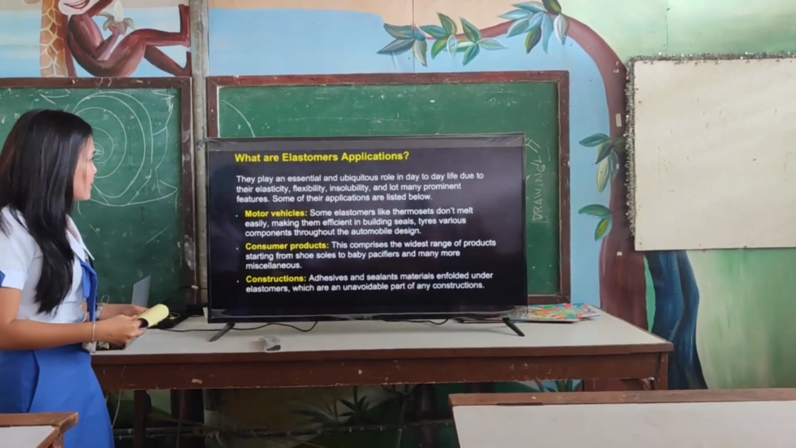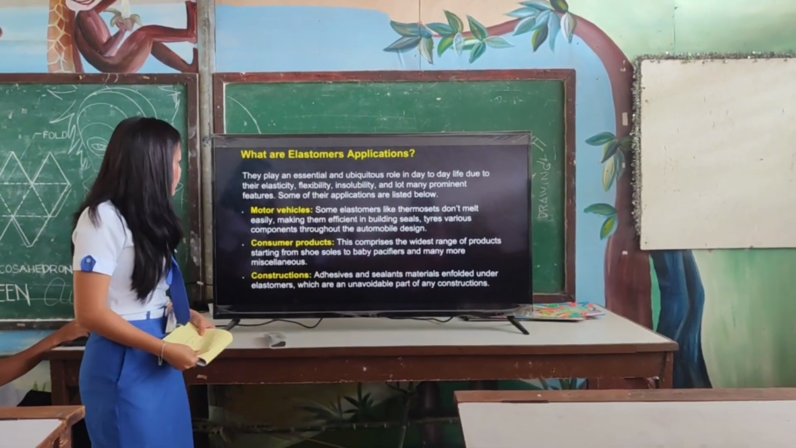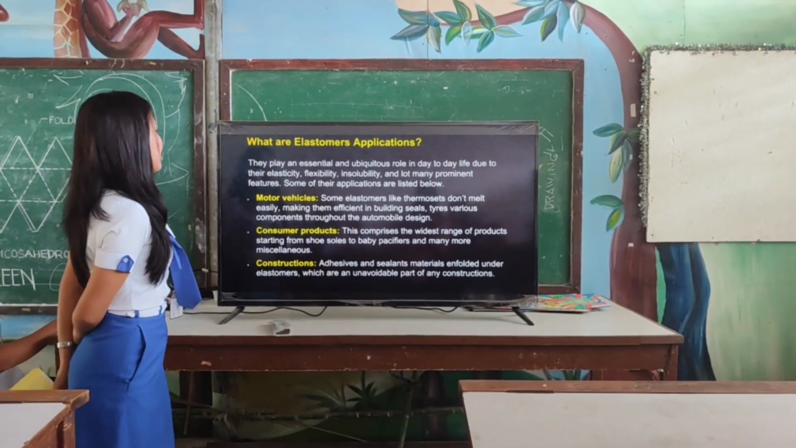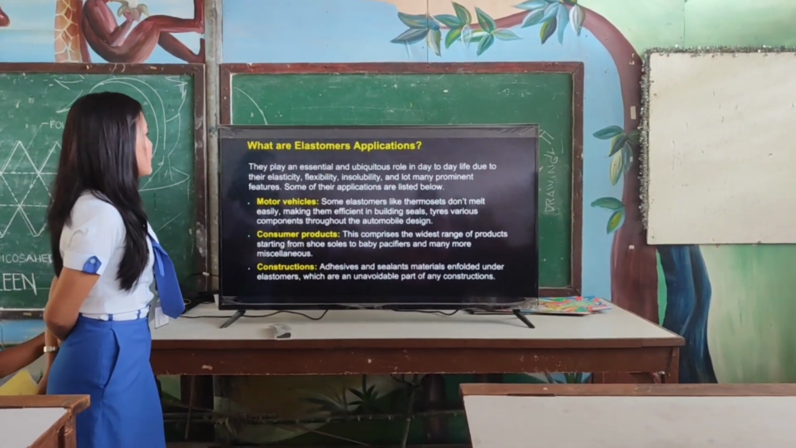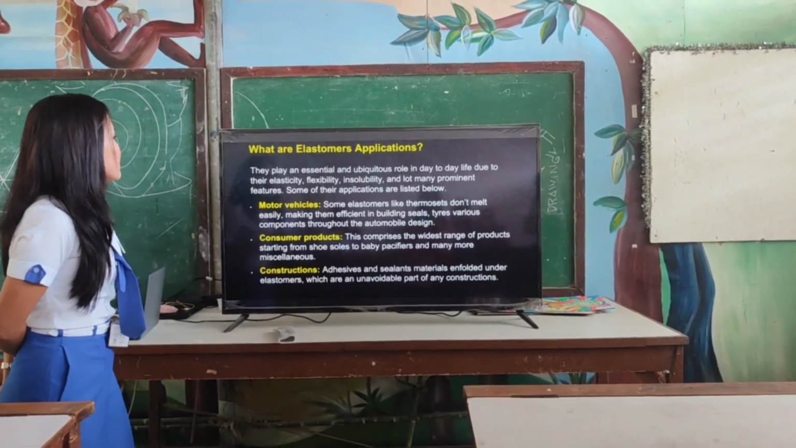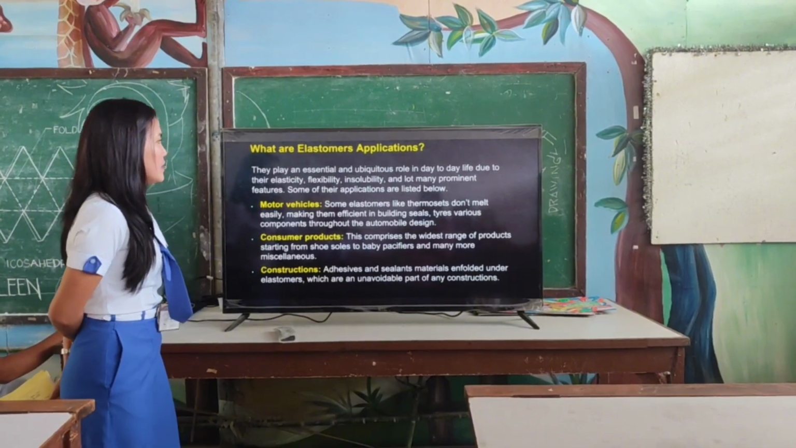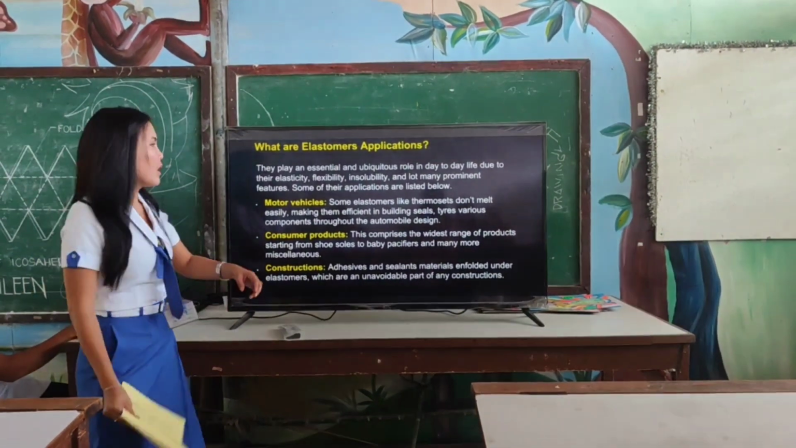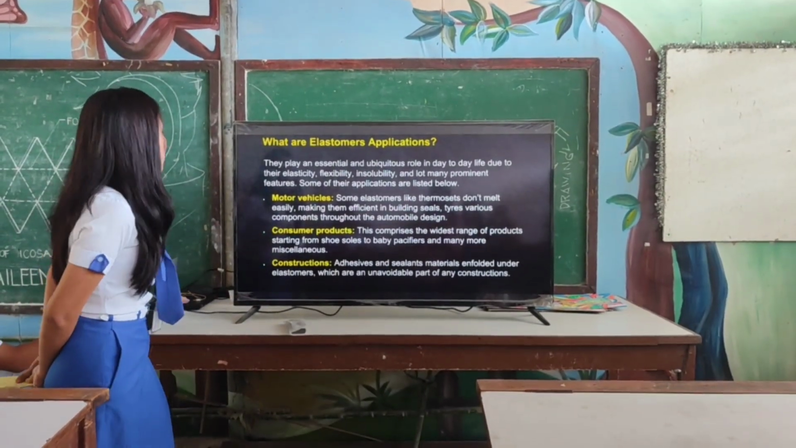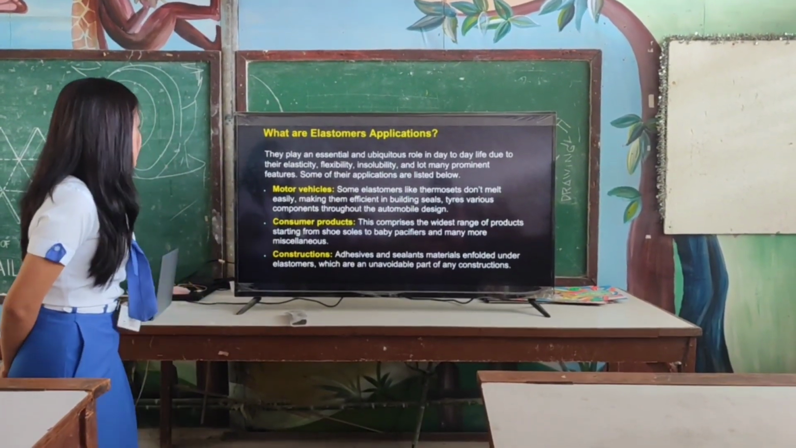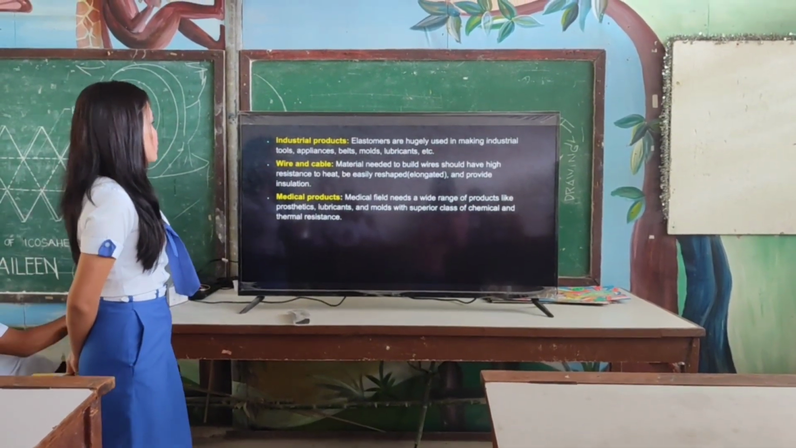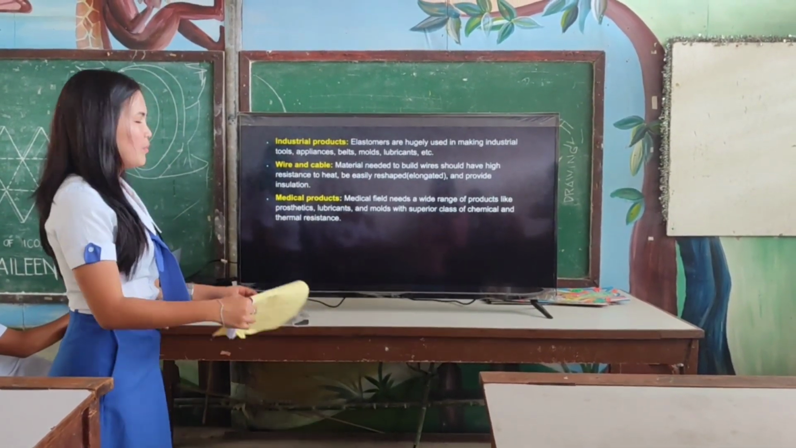They play an essential and ubiquitous role in day-to-day life due to their elasticity, flexibility, insolubility, and many other prominent features. Some of their applications are listed below: tires, motor vehicles, consumer products, construction, industrial products, wire and cable, and medical products.